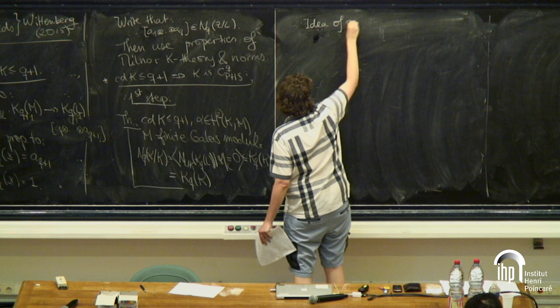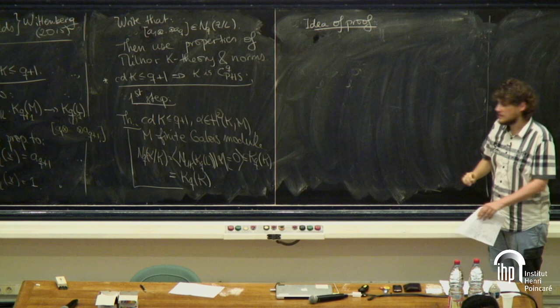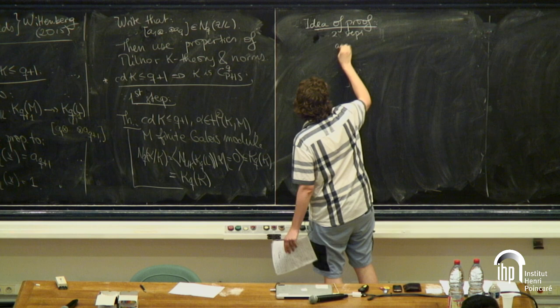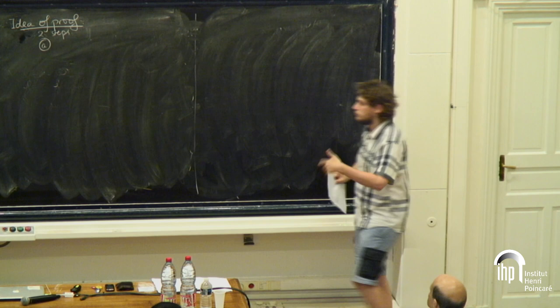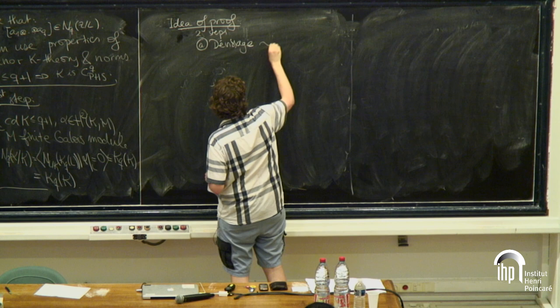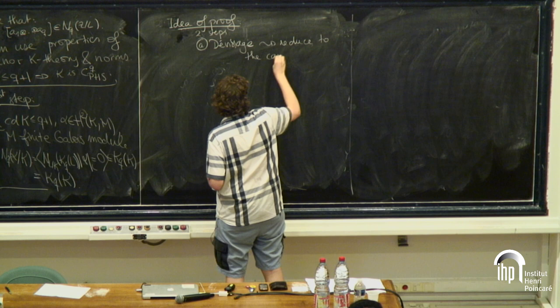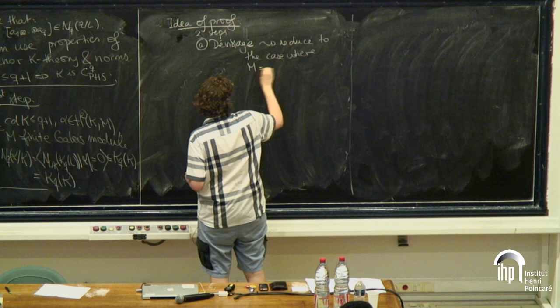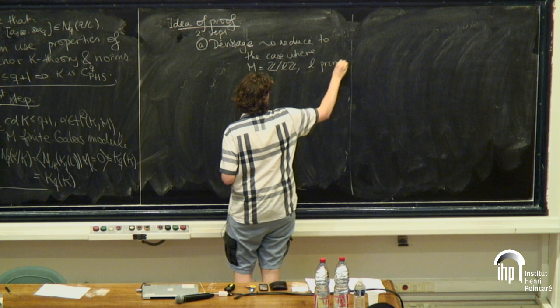So to prove this theorem, one has to proceed essentially in two steps. So the first step is essentially a reduction step that essentially is done by dévissage. You do some dévissage, which are quite fine. And if you do those dévissage, you reduce to the case, well, M is just Z mod LZ for some prime number L. And once you have done that, then you have to deal with this case Z mod LZ.